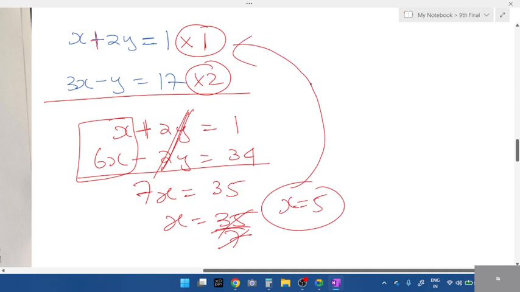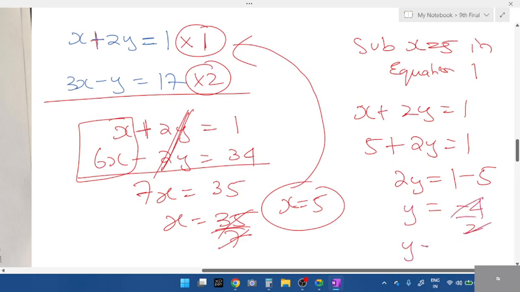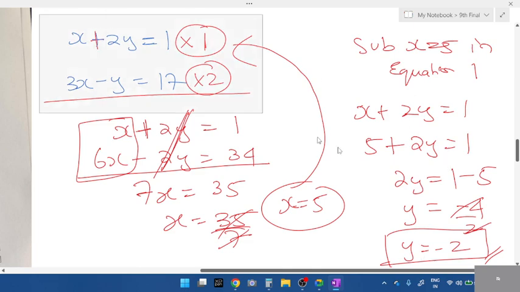Substitute in equation 1 or 2. I'll take equation 1. You have to write like this. Substitute x is equal to 5 in equation 1. You have to write all the steps. Equation 1: x plus 2y is equal to 1. In place of x, let me write 5. 5 plus 2y is equal to 1. 2y is equal to 1 minus 5, as 5 goes to the other side. What's the value? y is equal to minus 2. Make a note, Amy. Delisha, understood? This is the elimination method.